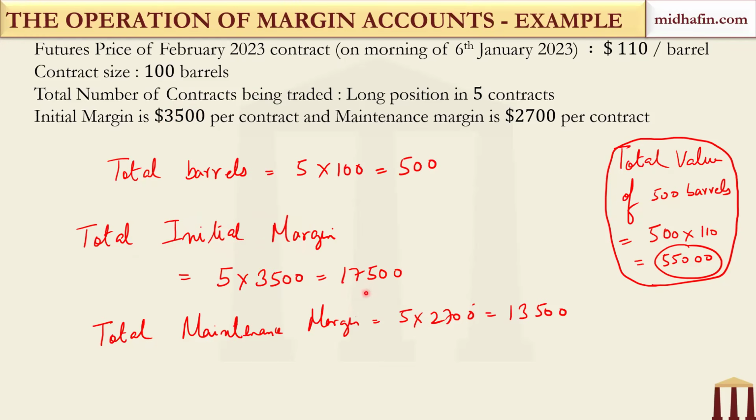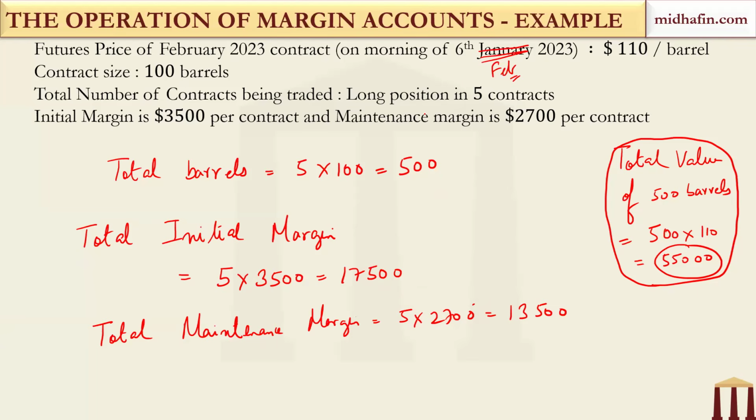You can see that the leverage effect is quite clear here, because just by depositing $17,500, you are able to deal in $55,000 worth of the underlying. So there is definitely a leverage effect. And the total maintenance margin is 5 times 2,700, which is $13,500. Are these calculations clear to everyone? This will be February, guys. Okay, February.